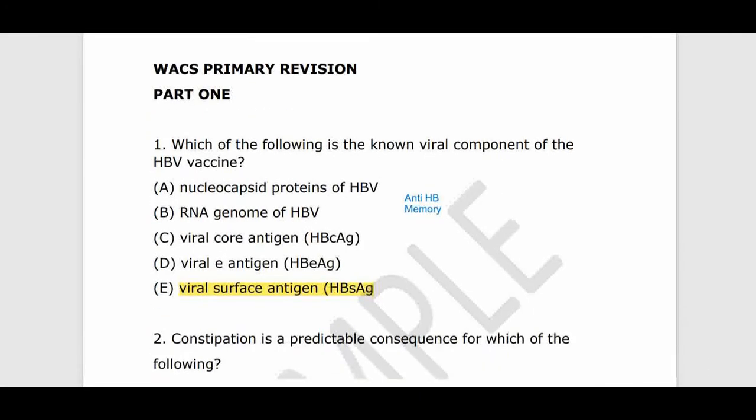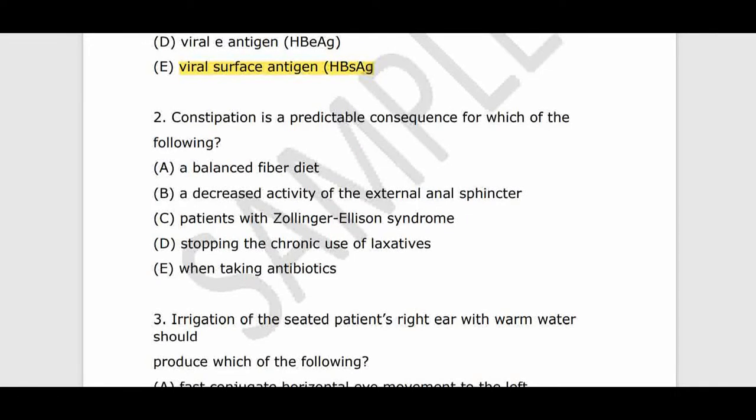Question number 2. Constipation is a predictable consequence of which of the following? A balanced diet will not give you constipation, should probably just make you alright. Decreased activity of the external anal sphincter should predictably lead to, say, incontinence. Now, this is interesting. Patients with Ehlers-Danlos syndrome, they have diarrhea, and they have what we call secretory diarrhea. And this secretory diarrhea is very persistent, such that even if the patient stops eating completely, the patient will still be having diarrhea. Secretion of mucus and all other GI components will still lead to diarrhea.